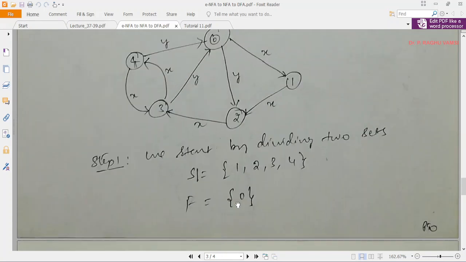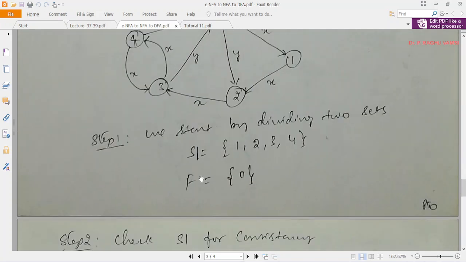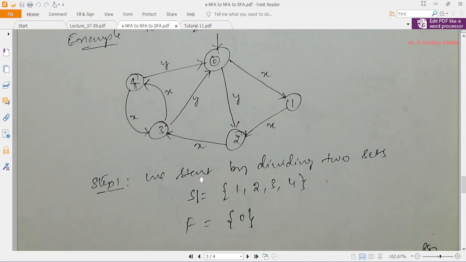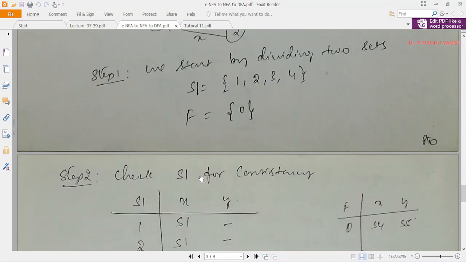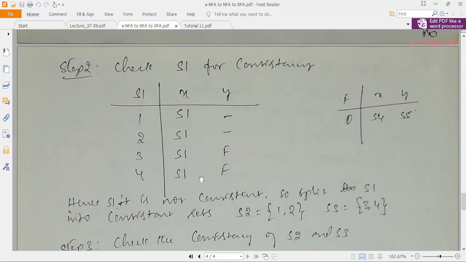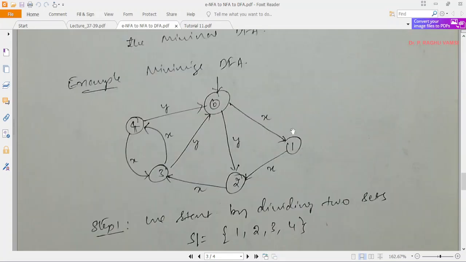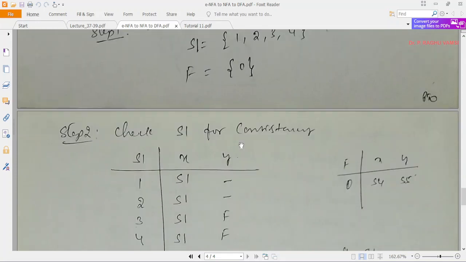Step 2. Check S for consistency. Pick the unmarked set S1 and check for consistency. So how will we check the consistency? It will be done with respect to the transition table. The transition table will be drawn like this. Here the inputs are X and Y.